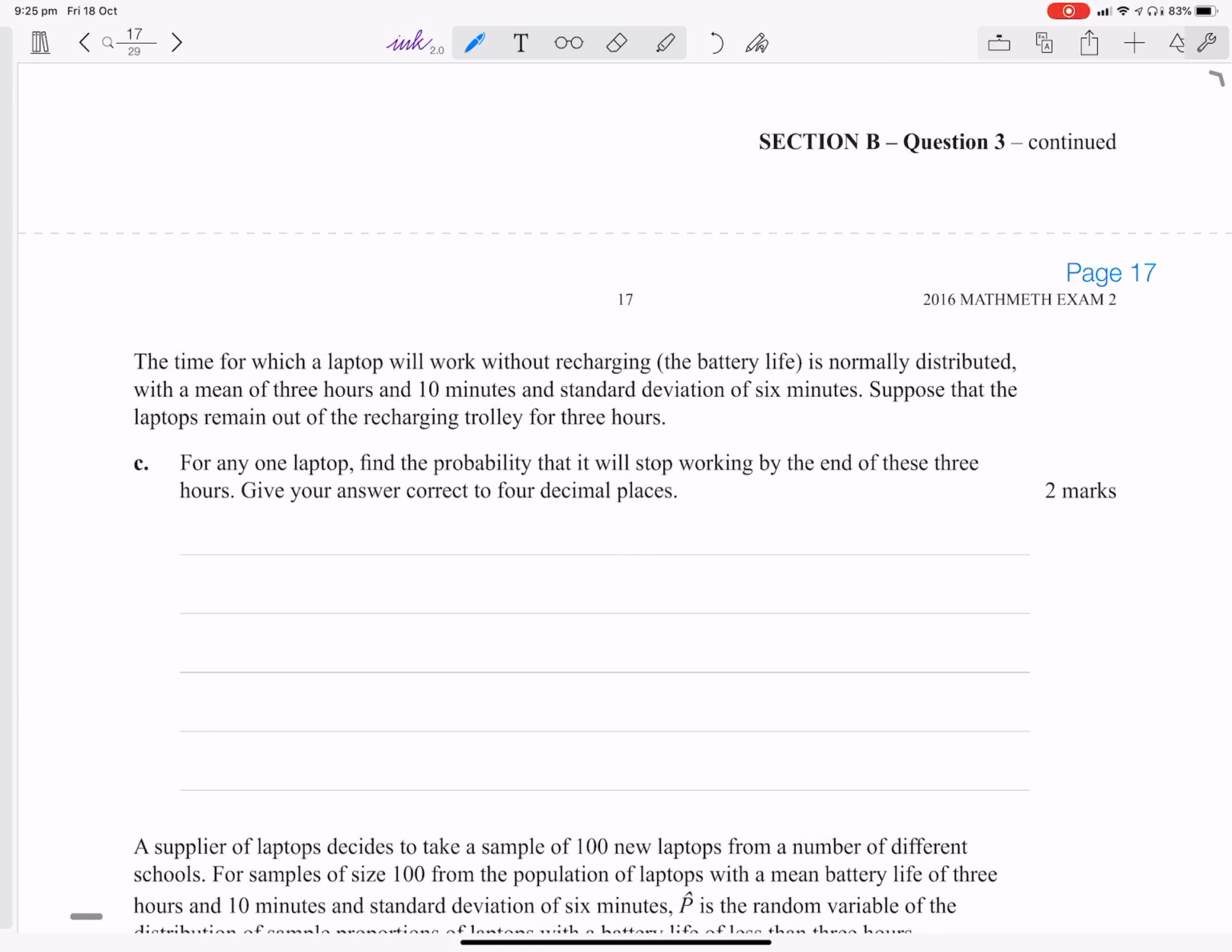Okay, the time for which a laptop will work without charging a battery is normally distributed with a mean of 3 hours and 10 minutes and a standard deviation of 6 minutes. Suppose the laptops remain uncharged for 3 hours. Find the proportion that will stop working by the end of these 3 hours. So we'll say a laptop is normally distributed with a mean of 190 minutes and a standard deviation of 6, say 6 squared.